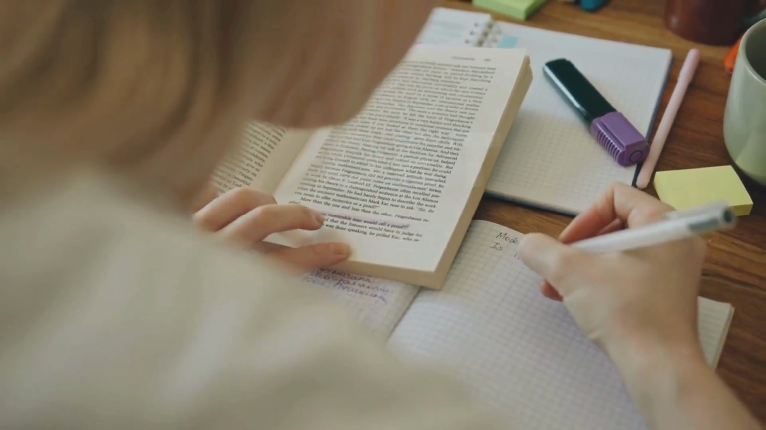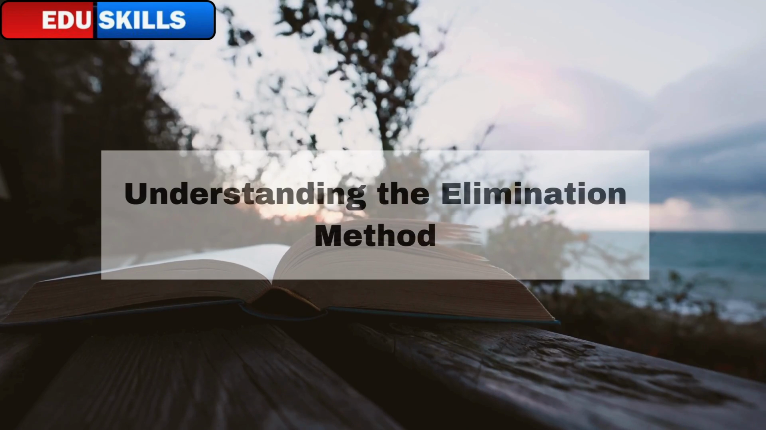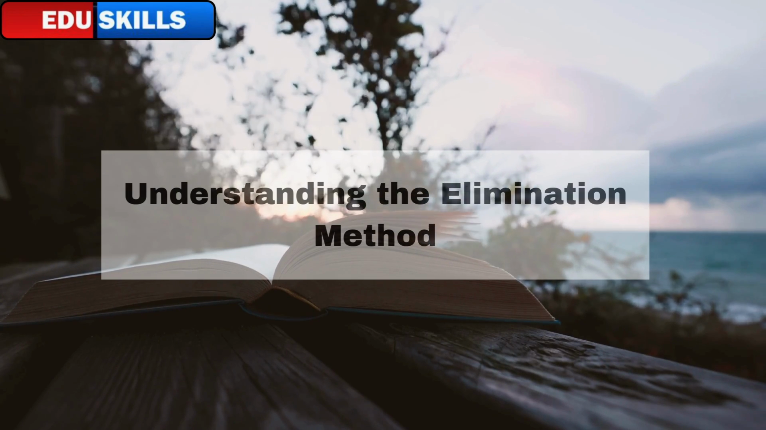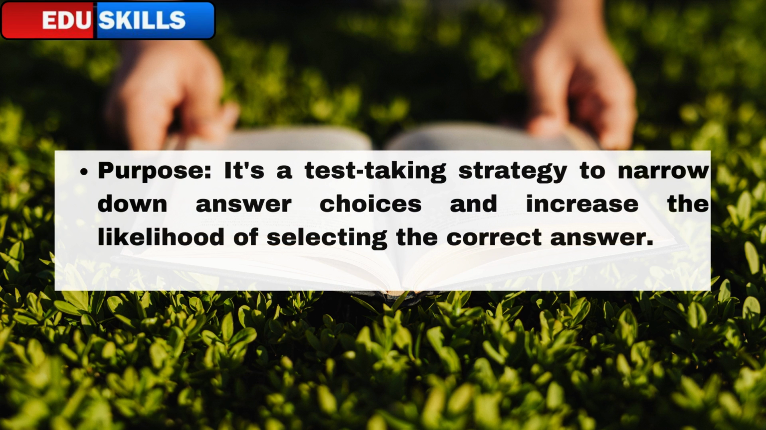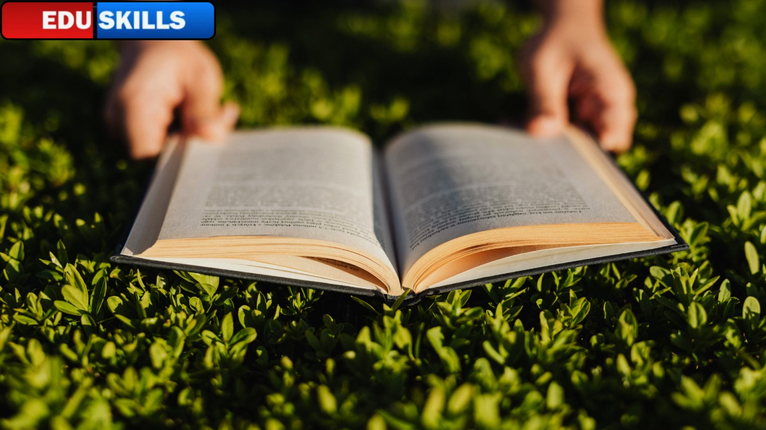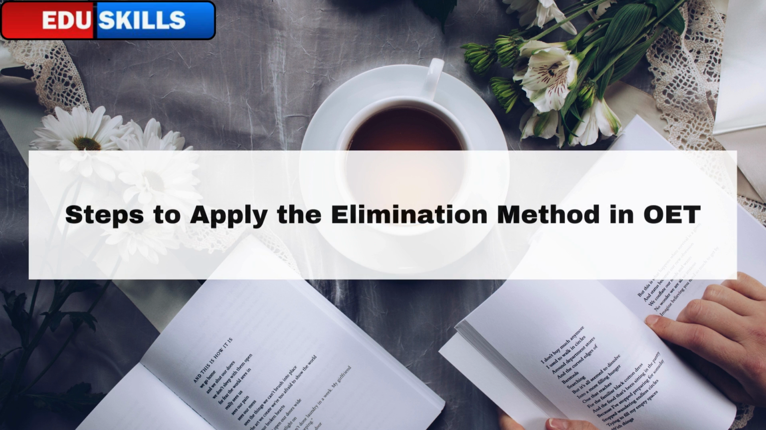Let's get started. Here's an explanation of the elimination method in OET. Let's understand the elimination method. Let's first understand the purpose of it. It's a test-taking strategy to narrow down answer choices and increase the likelihood of selecting the correct answer. Now let's see how it works. You identify and rule out options that are clearly incorrect, leaving you with a smaller set of choices to focus on. Here are a few steps to apply the elimination method in OET.